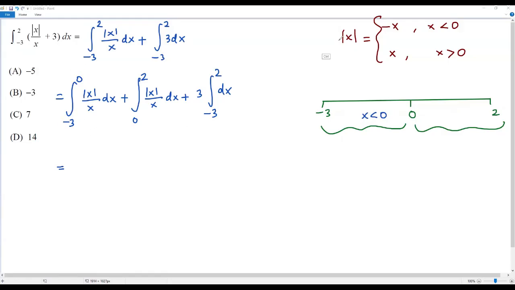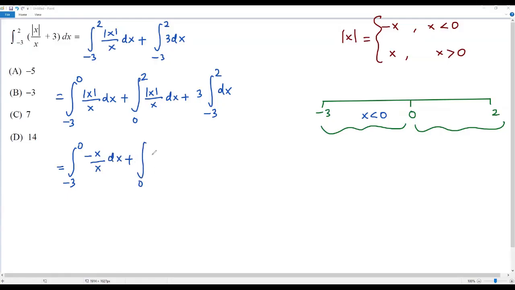So when x is less than 0, absolute value of x is redefined as negative x. Already we have done this when x is less than 0. Since x is less than 0 between negative 3 and 0, this absolute value of x will be redefined as negative x. Let me write the stuff over here. Negative 3 to 0, it will be redefined as negative x divided by x dx.